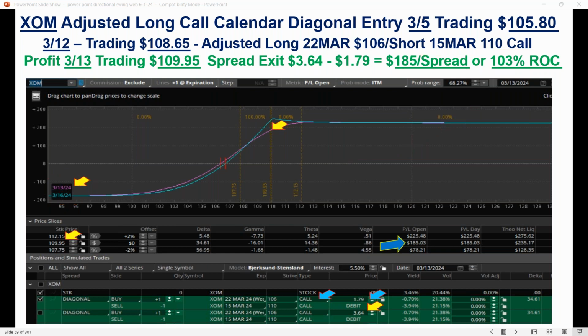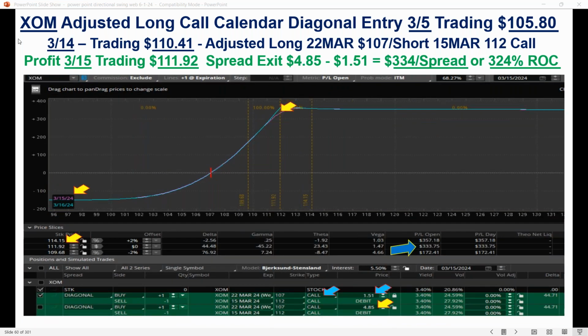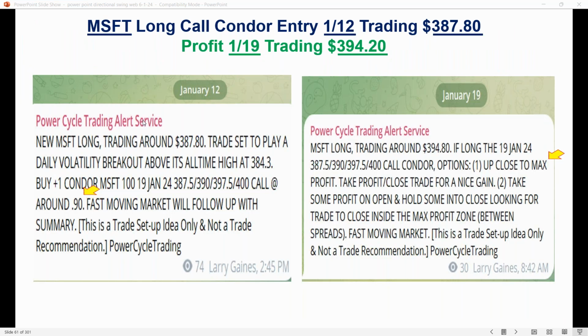So this, you'll learn this at Power Cycle Trading, or in the trade room, where we go through these examples or trades. And then we finally took the last part of the profit here on the 15th. It was trading at 111.92. We had adjusted it, and now our spread cost was $1.51, and it blew out to 485. So we're at $334 per spread, or 324. So that was a volatility squeeze breakout over the 200.